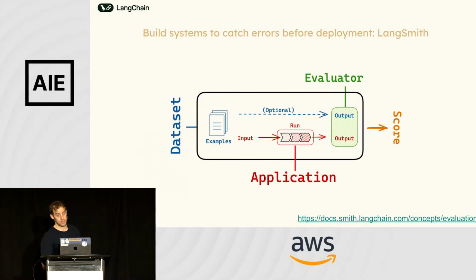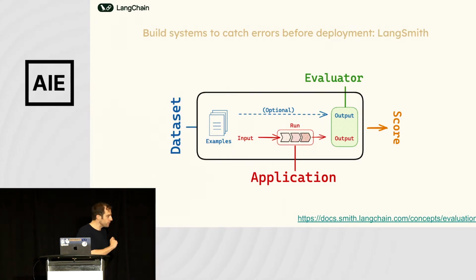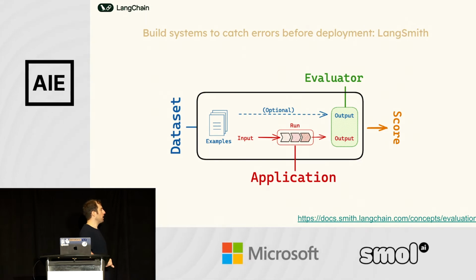You have your application. That's your agent. That's your RAG app. That's your code app. Whatever that is, that's your application. Now, the thing that's often the trickiest, you have this evaluator. And the notebooks show you in detail, but this evaluator is something as simple as a user-defined function that can implement a few different things.